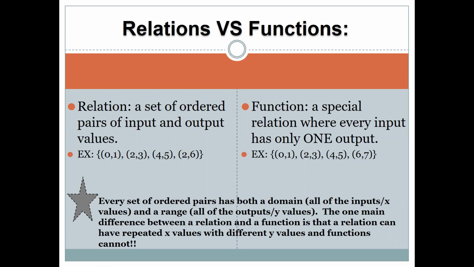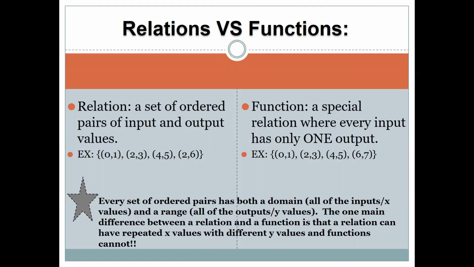Your ordered pairs are essentially just input and output values. So there's an example: the ordered pair is 0, 1, the input is 0, the output is 1. The second ordered pair, 2, 3, input 2, output 3. 4, 5, 2, 6. A function is a special type of relation where every input only has one output.